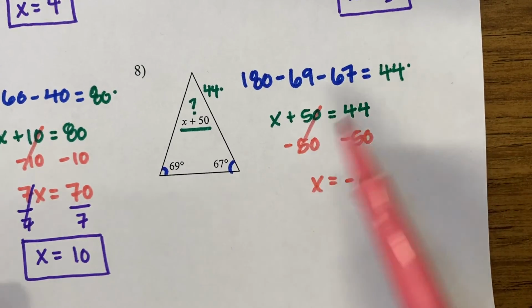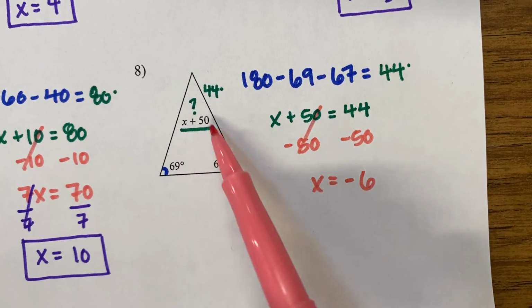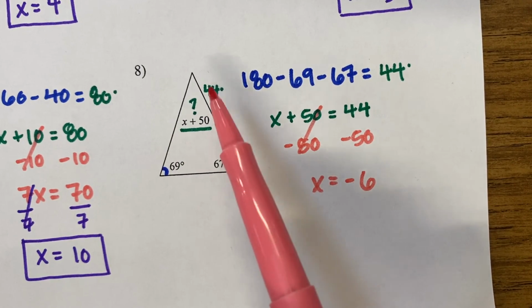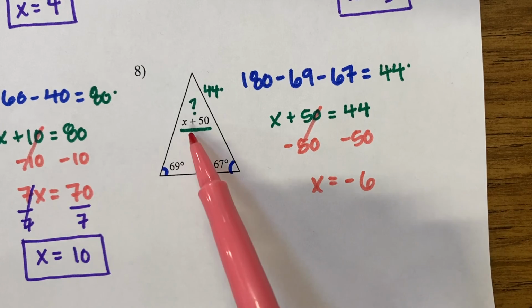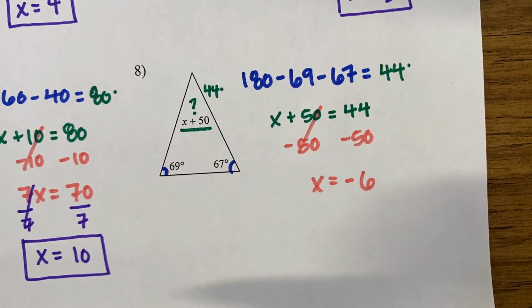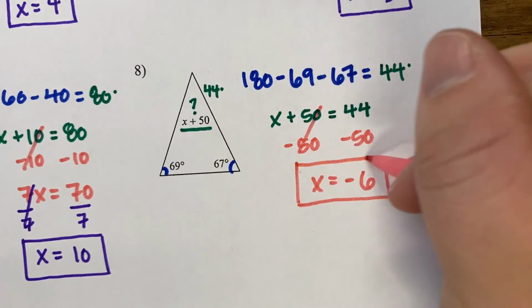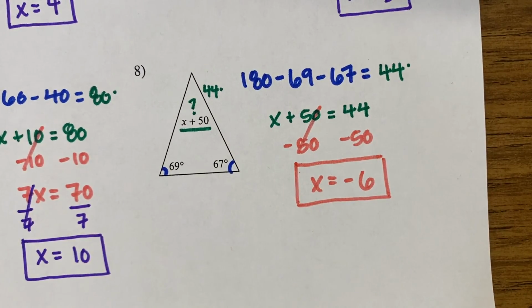And if you're wondering, well, Ms. Campbell, how can it be a negative degrees? It's not. Remember, this is the equation that's going to have it equal 44. So if I were to plug in that negative 6 plus 50, yes, that would give me 44 degrees. So our x equals negative 6.